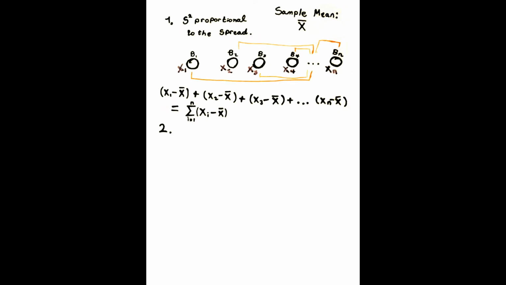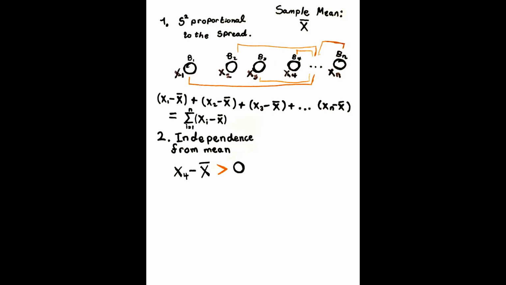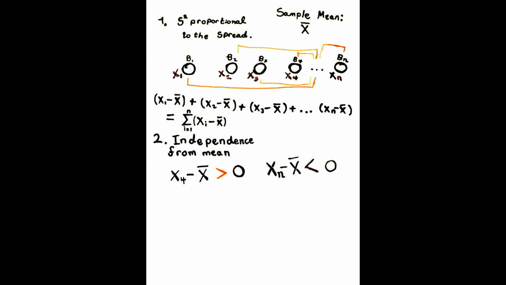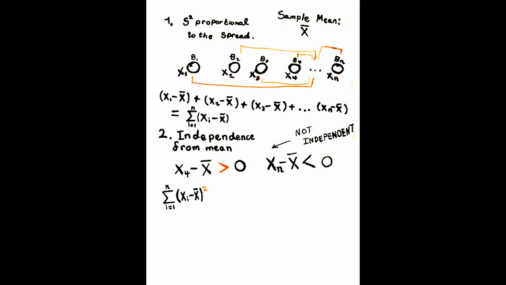The second property is independence from the mean. Our current formula fails to fulfill this requirement. A ball placed before the mean will be negative, but one placed at the same distance after the mean will be positive. To fix this problem, we square our entire formula. Now it is mean independent.